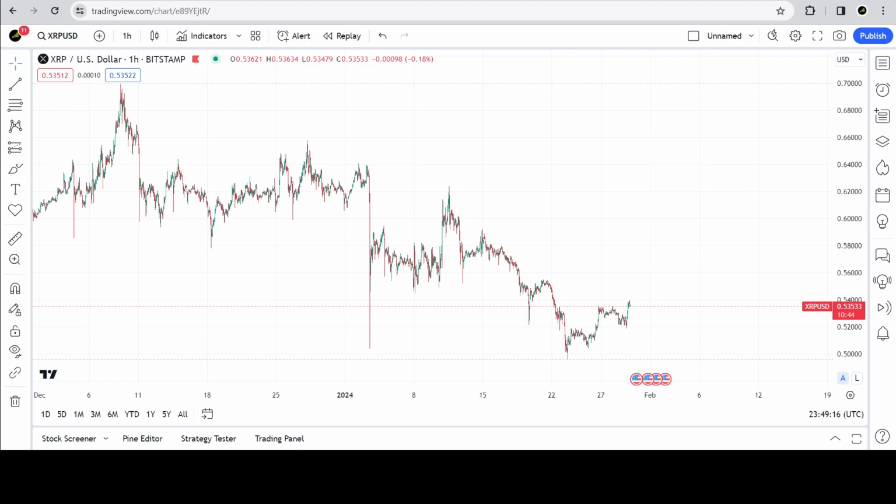So I have the XRP chart open, and in this video, I want to compare what XRP is doing to some historical setups that it has done in the past. I also want to compare the two different options that I laid out in my previous video. So without further ado, let's jump into it.